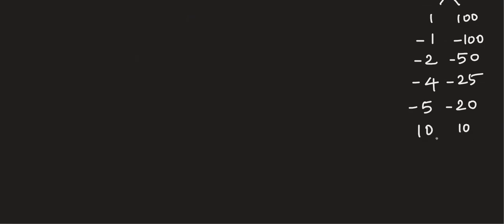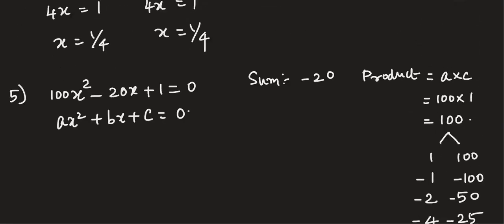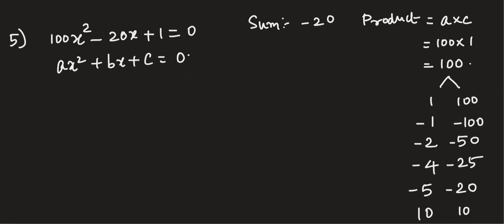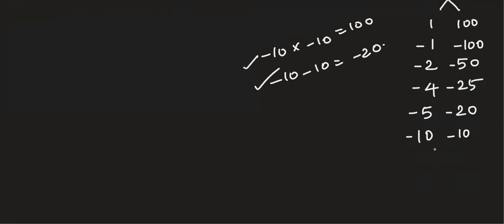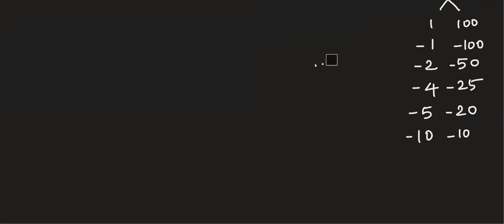Okay. But if I add, I should get a negative 20. Am I getting negative? We are getting positive 20. So what do we do? We change the sign. So minus 10, minus 10. So now minus 10 into minus 10 will be a positive 100. If I add, negative 10 minus negative 10 will be negative 20. So now our criteria is actually satisfied. So now the two numbers will be negative 10x and the other one also will be negative 10x. Okay, clear?